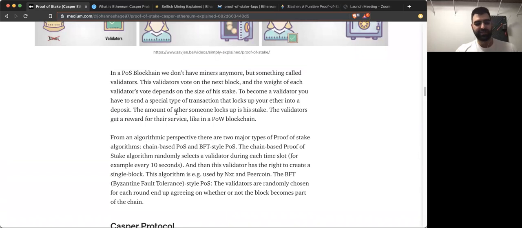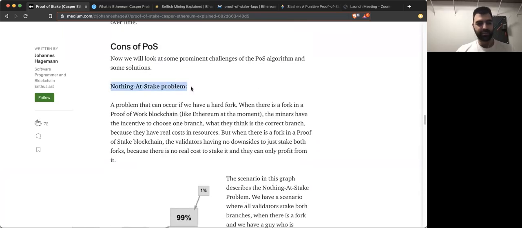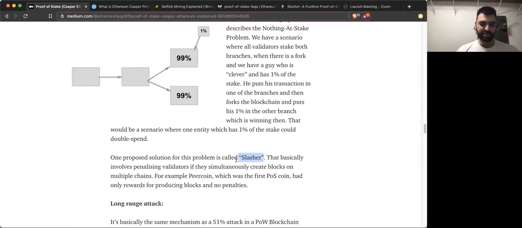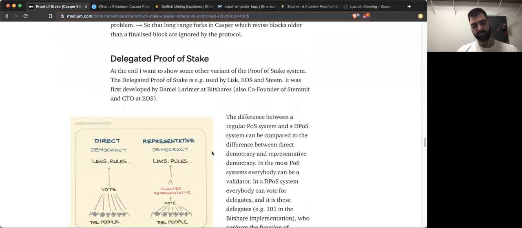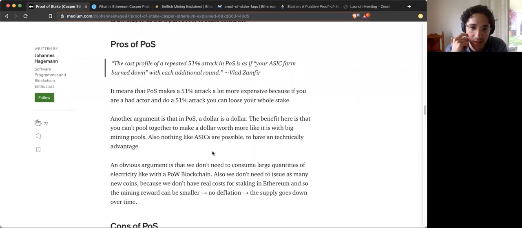You've somehow replaced this 51% hashing power attack with this nothing at stake problem. But there's a proposal to eliminate it using this slasher protocol, where some cheaters would lose their stake. But yeah, I guess there's still some sort of 51% attack, right? Because it's just that instead of 51% of hash rate, you have to have a certain percentage of the stake, right?